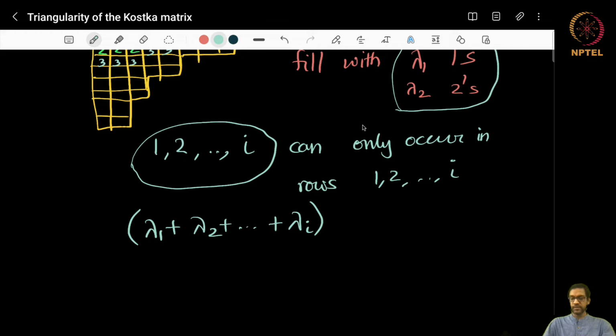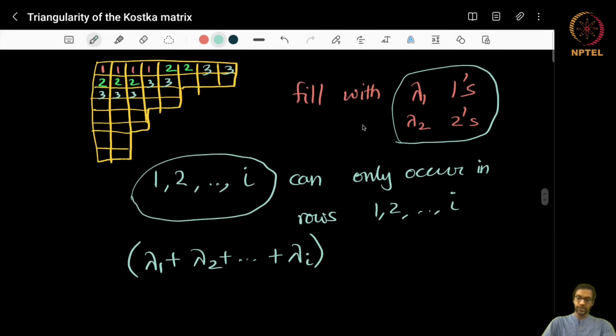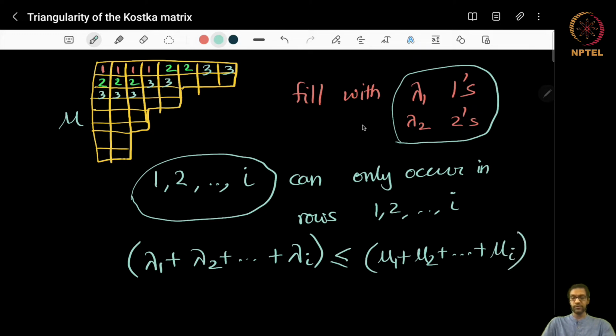And observe that these boxes should all occur only among the first i rows of this shape mu, right? Recall this outer shape is the shape mu, and so the number of boxes in the first i rows of mu, mu1 plus mu2 plus up to mu i, must be at least this number. Okay, so this is the condition.